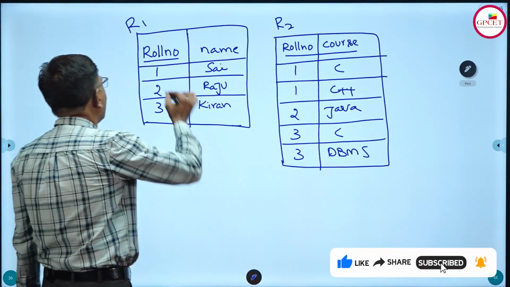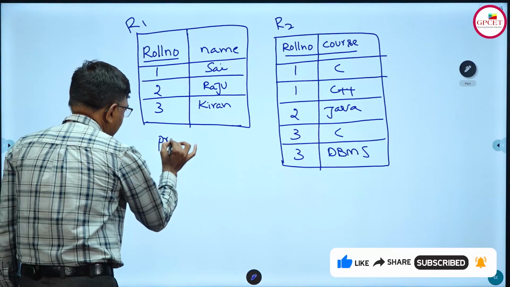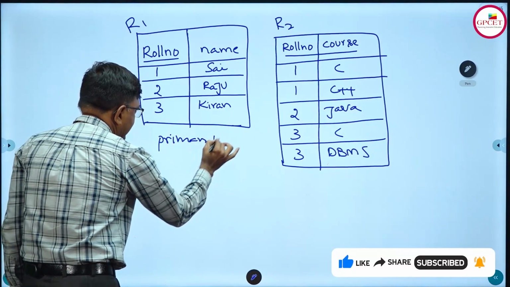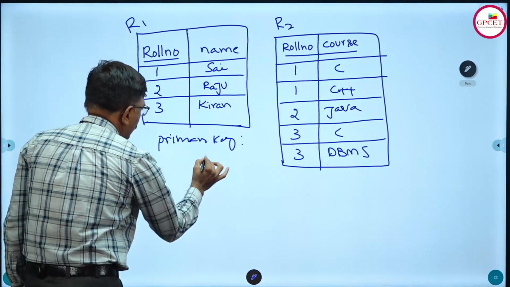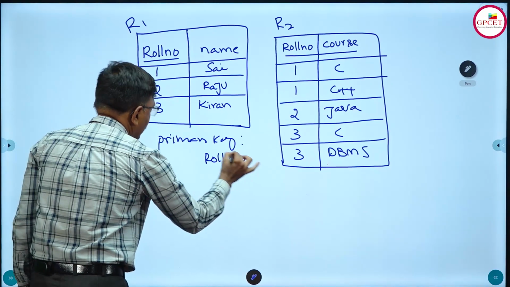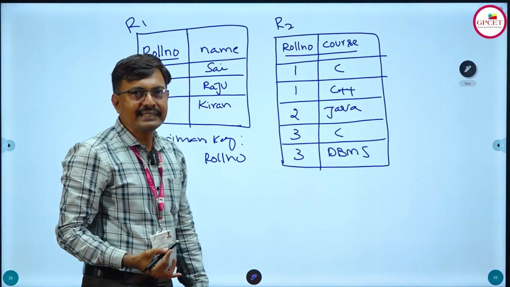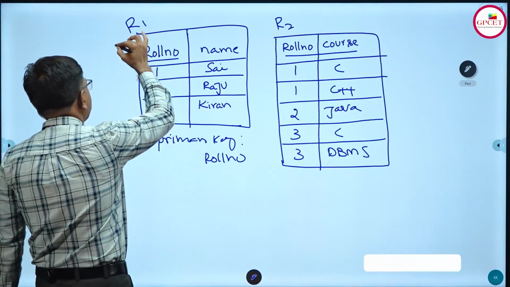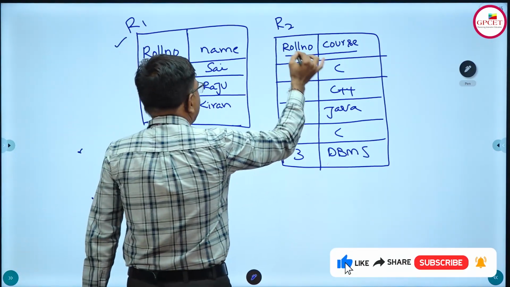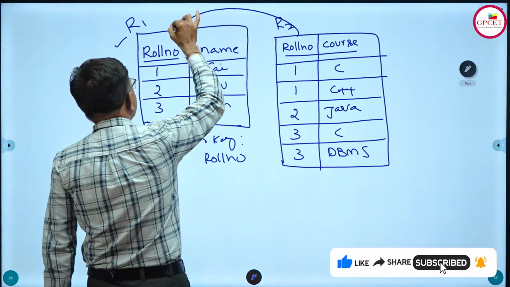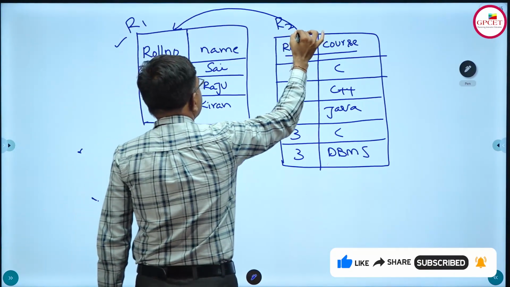What is the primary key of the R1 table? The primary key is the roll number, because it uniquely identifies within the entity set. This is the base table. In the second table, roll number is a reference to the base table, which is nothing but a foreign key.